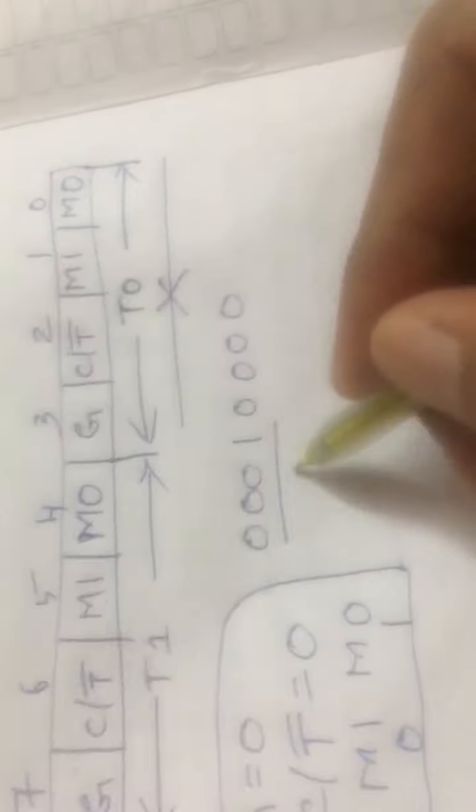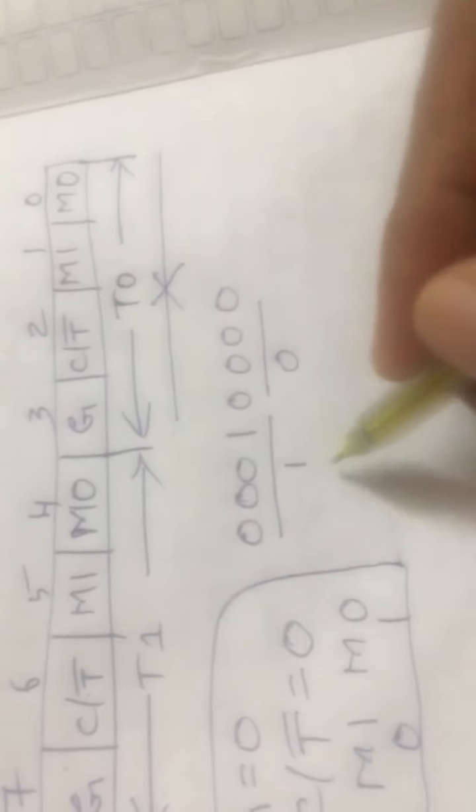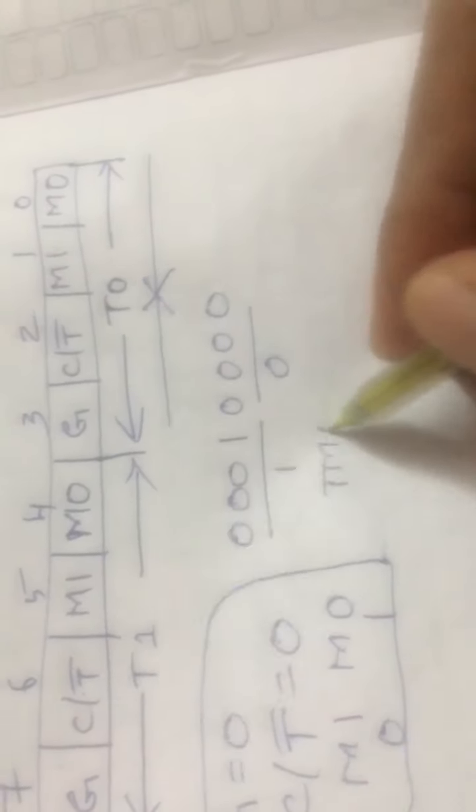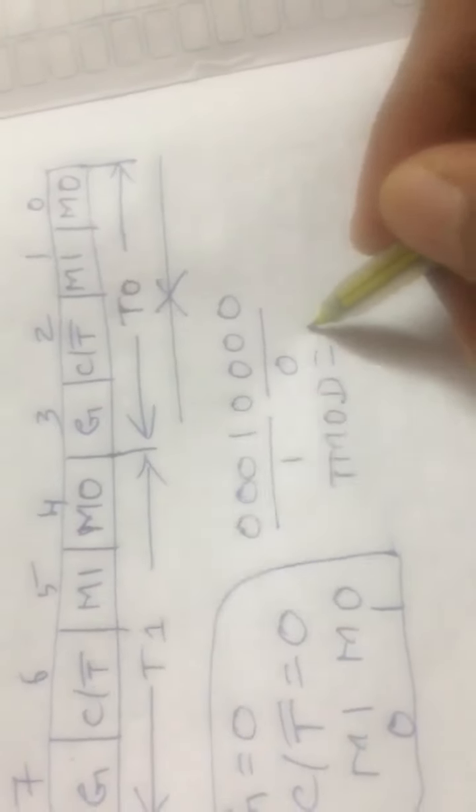So the value of this is 1, the value of this is 0. So the value of TMOD is equal to 10H. So this is how we need to configure the value of TMOD.